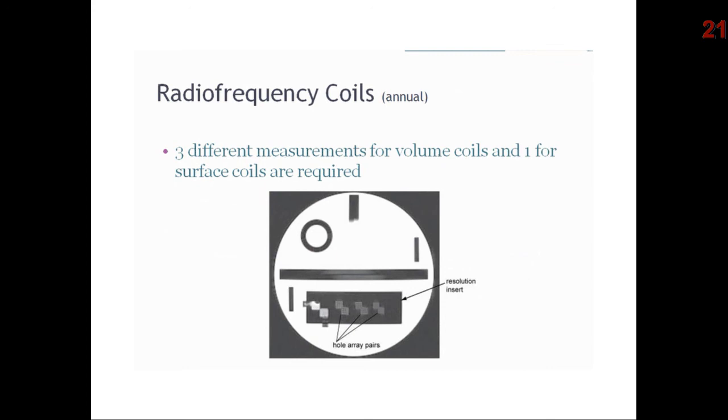The ACR MRI guidelines call for 3 different measurements for volume coils and 1 measurement for surface coils. The annual QC test used for volume coils provides measurements of image uniformity, SNR, and percent signal ghosting in that coil. Tests used for surface coil measurements can provide only the maximum SNR of the coil being tested. These tests can indicate if the RF coil is functioning properly and if all the circuitry is intact.